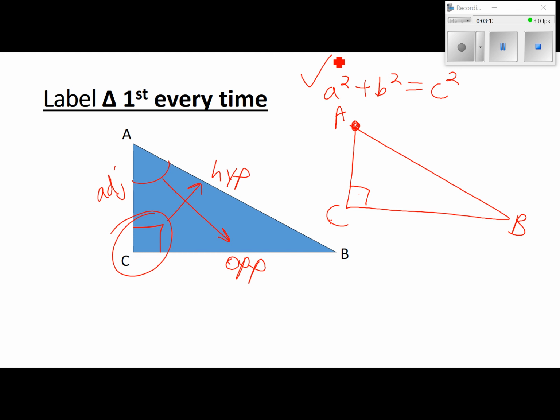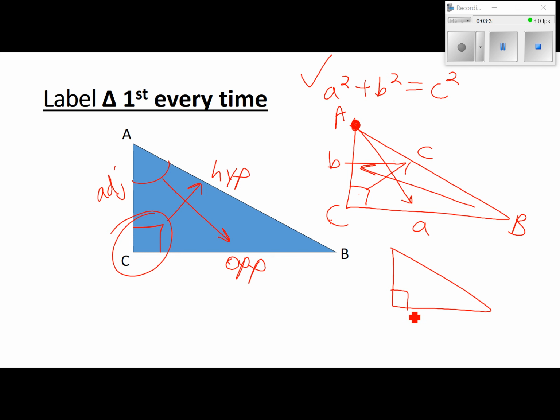Then the sides across from those angles are the lowercase letters. So if this is big A, capital A right here, the side across from it is little a. The side across from big B is little b. And the side across from big C is little c. So this is just so everybody is uniform, everybody's on the same page.